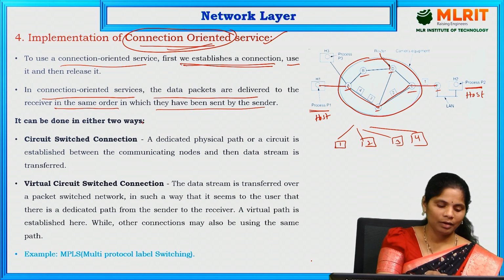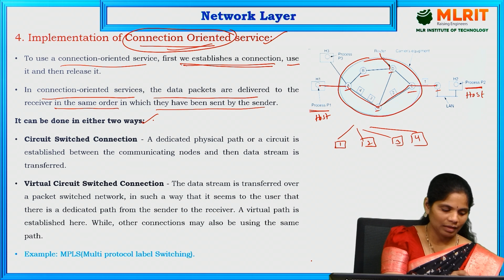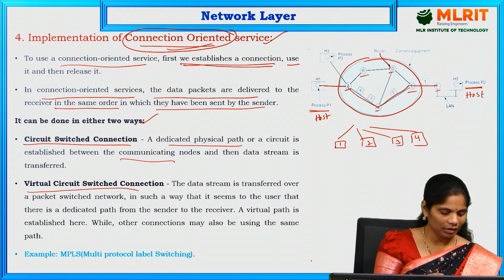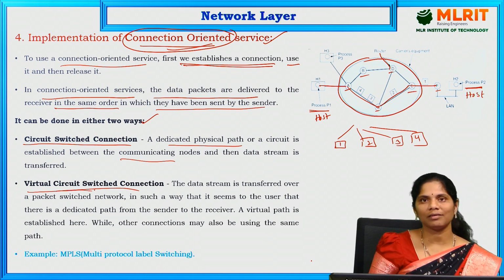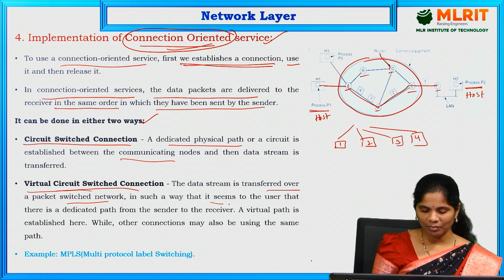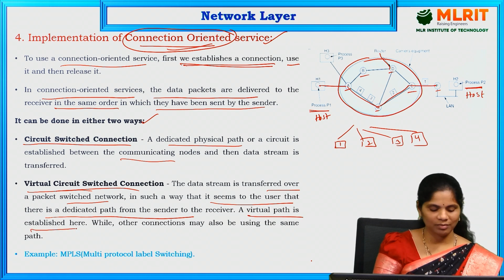It can be done in two ways. What are the two ways? Circuit switched connection and virtual circuit switched connection. In circuit switched connection, a dedicated physical path is established between the nodes, between the hosts. The virtual circuit switched connection is the transfer over a packet switched network in such a way that it seems to the user there is a dedicated path from the sender to the receiver, but a virtual path is established here.